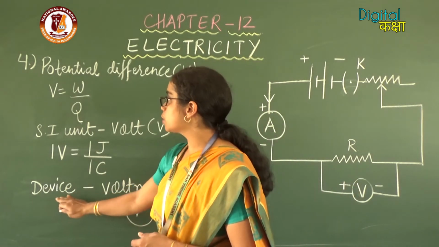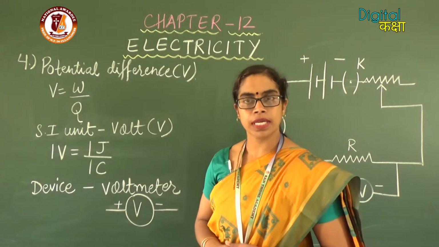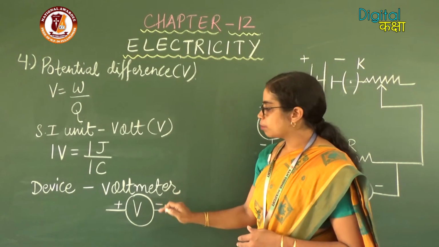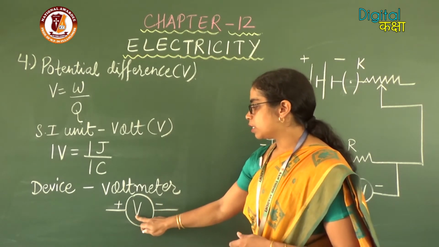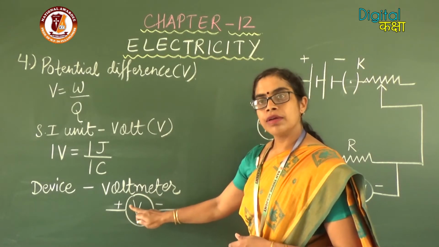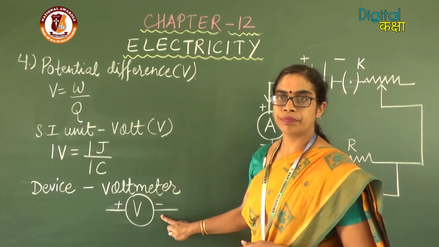The device which is used to calculate the potential difference in any circuit is called a voltmeter, and the symbol of a voltmeter is drawn as capital V, encircled, with the positive and negative signs.